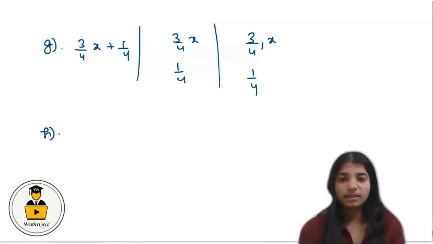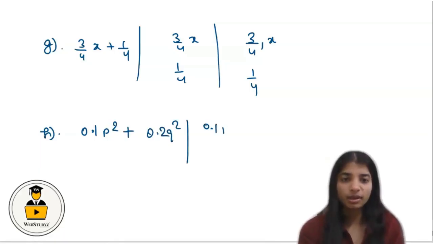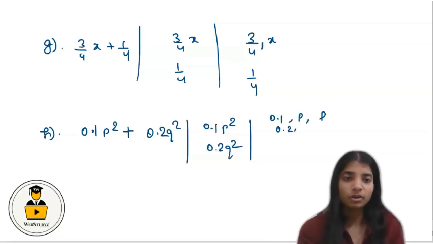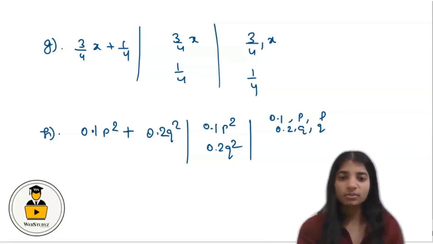Part H is 0.1 p square plus 0.2 q square. The terms for this are 0.1 p square and 0.2 q square. The factors are 0.1 comma p and 0.2 comma q. So this is the answer to the given question. Students, in order to solve this problem, we use the basic concept of algebraic expressions. I hope you understood the concept well. Thank you.